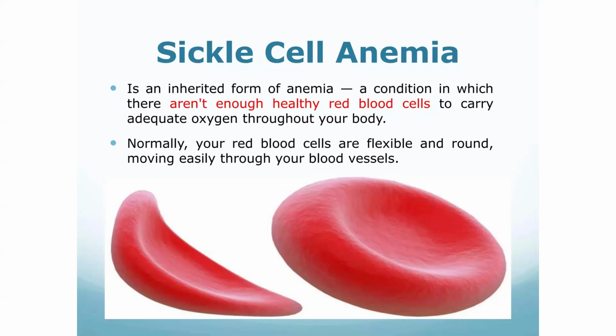Normally your red blood cells are flexible and round, moving easily through your blood vessels. That is the normal red blood cell. It is flexible, round, and it can easily move through the blood vessels. So let's see what happens in the case of a sickle cell condition.